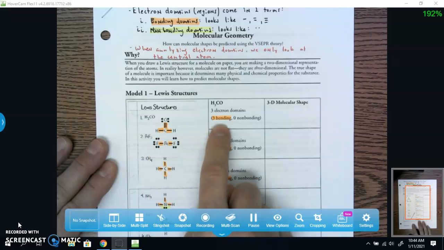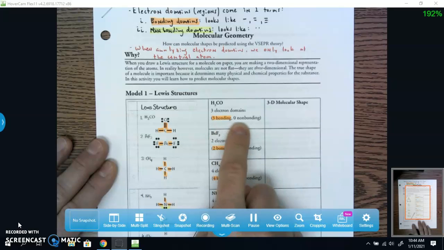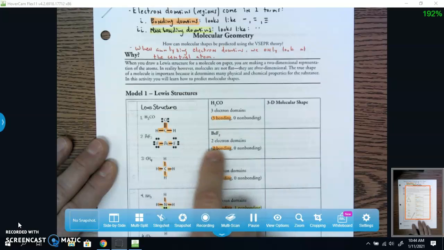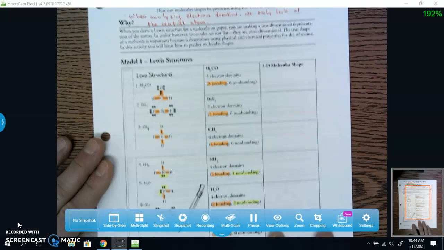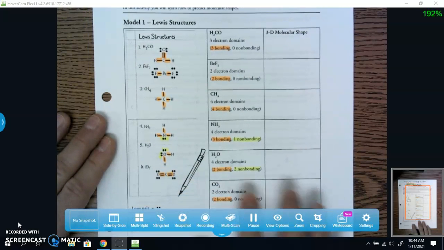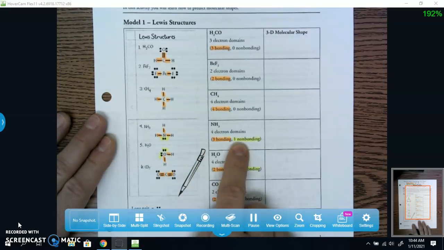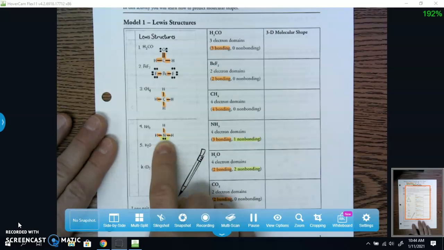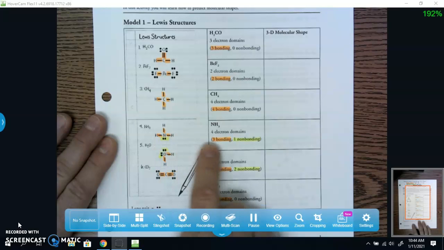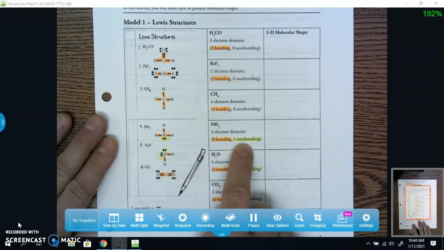All right, so take a look. This structure has 3 bonding domains and 0 non-bonding domains. Numbers are 2 and 0. 4 bonding domains, 0 non-bonding domains. Here in the next one, ammonia, NH3, we see the first non-bonding domain. So remember, a non-bonding domain looks like a pair of dots, and we only look at the central atom when we're thinking about bonding and non-bonding domains. So here I've got 1, 2, 3 bonding domains and 1 non-bonding domain.